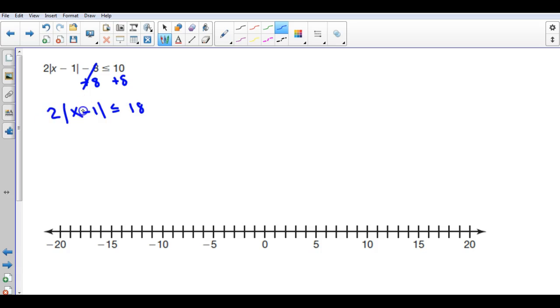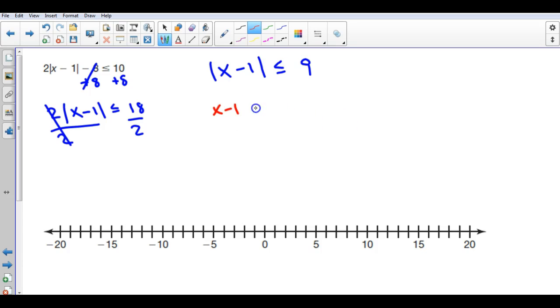2 is being multiplied by this absolute value quantity, so I need to divide both sides by 2 to get rid of it. Now I am left with the absolute value of x minus 1 is less than or equal to 9. So we're in good shape right now to break this up into 2 separate inequalities, which is what I'm going to do next.